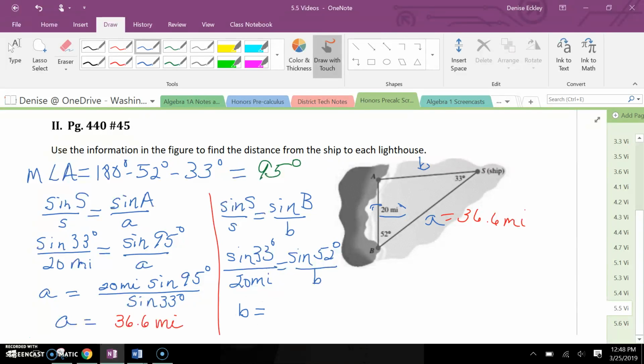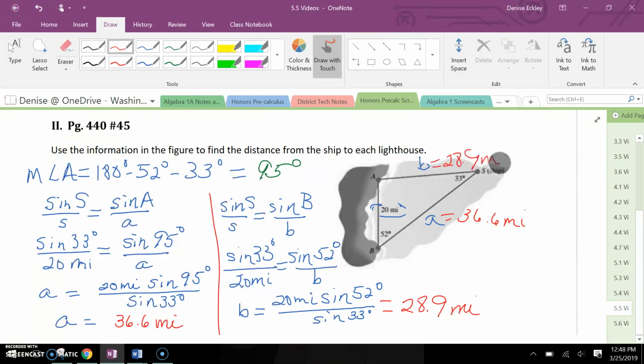So B is going to be, when we cross multiply and rearrange, 20 miles times the sine of 52 divided by the sine of 33 degrees. And when we put that in the calculator and simplify it, we get 28.9 miles. So the distance from lighthouse A to the ship is 28.9 miles.